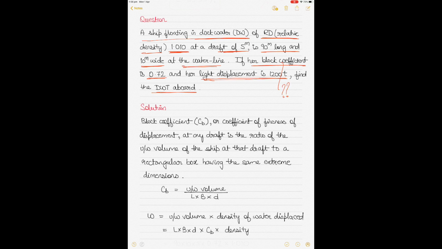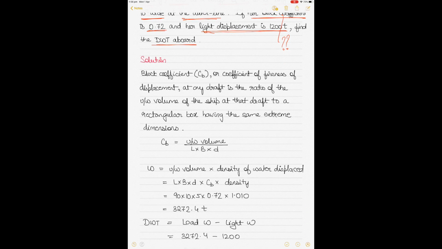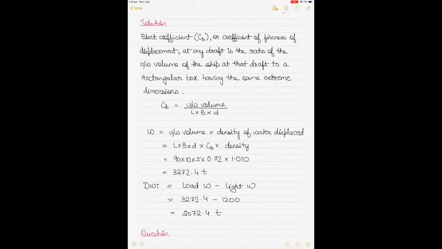What is block coefficient? So let's understand the meaning of block coefficient first. Block coefficient is denoted by C_B here, or coefficient of fineness of displacement. Alright, it's the same term. So block coefficient is the shorter form. At any draft it is the ratio of the underwater volume of the ship at that particular draft to a rectangular box having the same extreme dimensions.